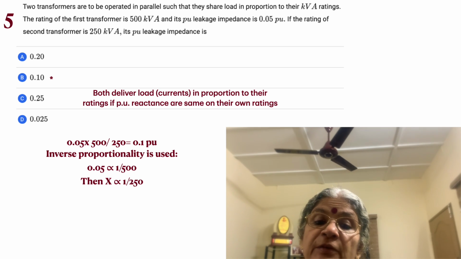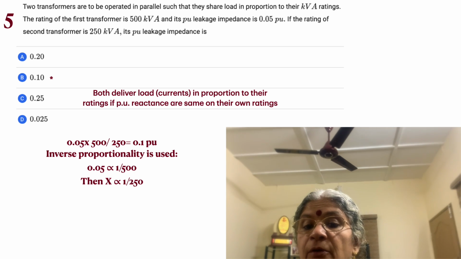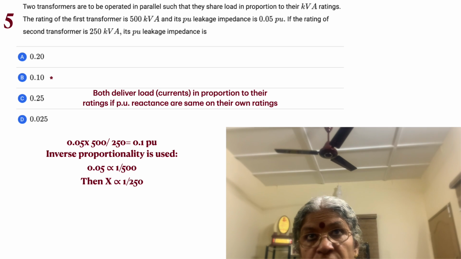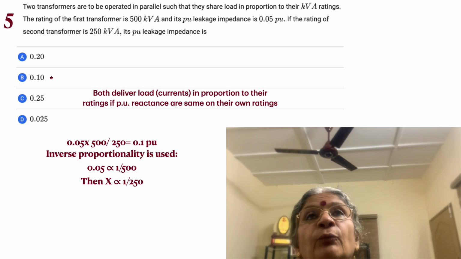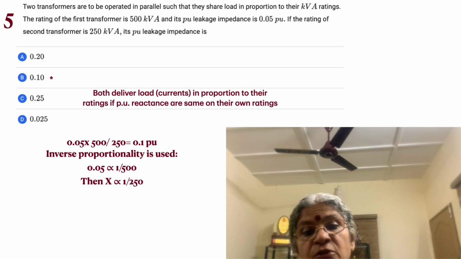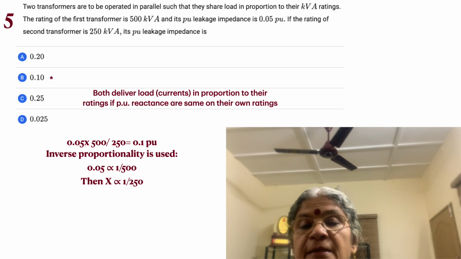The rating of the first transformer is 500 KVA, and its per unit leakage impedance is 0.05. If the rating of the second transformer, so they should share based on their rating, so the second is having only half the rating of the first transformer. It's only 250 kVA, and so what's its per unit leakage reactance? So what's the rule? Both deliver load currents in proportion to their ratings. It means that if their per unit reactances are the same on their own rating, then the answer is going to be 0.25.